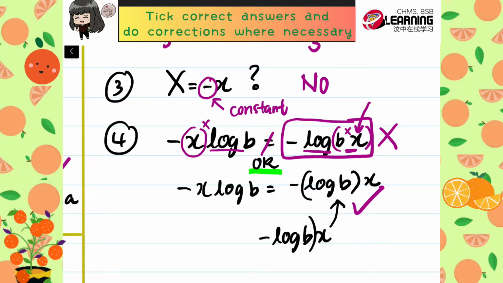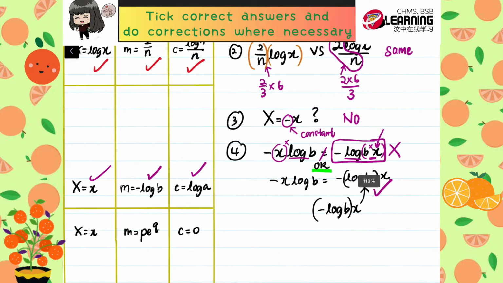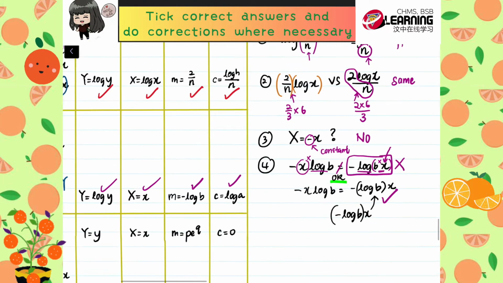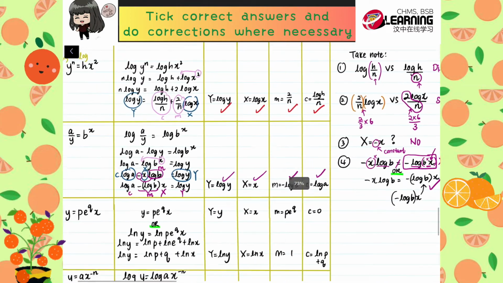So you must put brackets either like this or like this. You must take out the X, or to be safe, you put the X in front, because the X in front means you multiply the whole thing, log B, like that. Please take note of part 4 here, the things that you need to take note of.